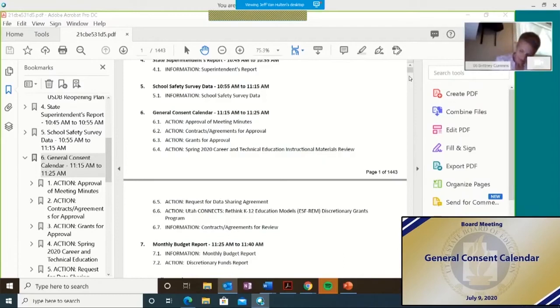I'd like to make a motion. I'd like to move that we support the submission of the Utah Connects discretionary grant program proposal to the U.S. Department of Education. I'll second. Thank you. The motion before us is to submit the Rethink K-12 Education Models Discretionary Grants Program. Is there any discussion to that motion?